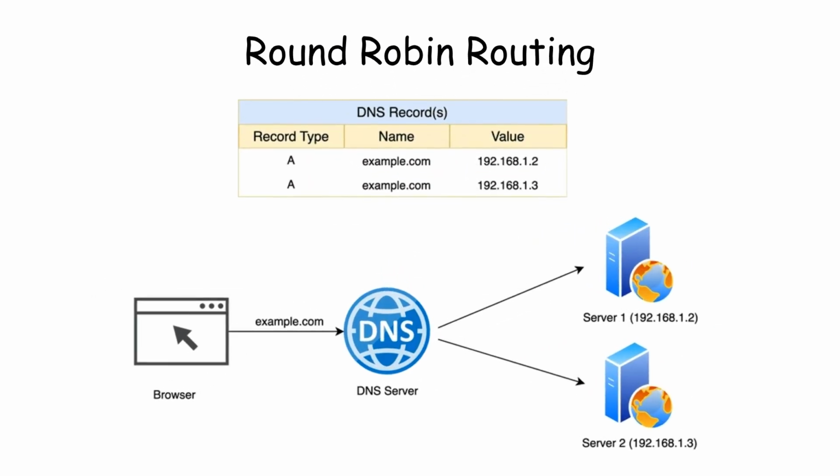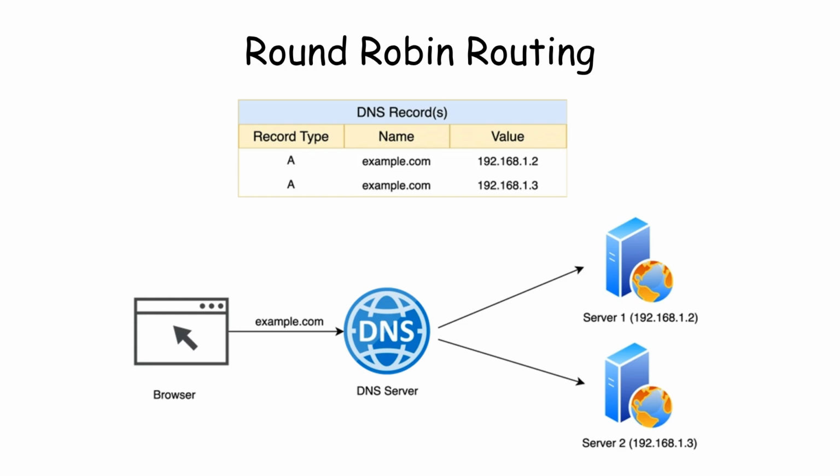Next up, we have round-robin routing, a simple but incredibly effective load balancing technique. Our diagram shows the classic setup. If you look at the DNS records, you'll see two A records for the same domain, example.com. Unlike weighted routing, these records are treated as complete equals. So, the DNS server acts like a dealer, distributing requests in a strict, cyclical order.